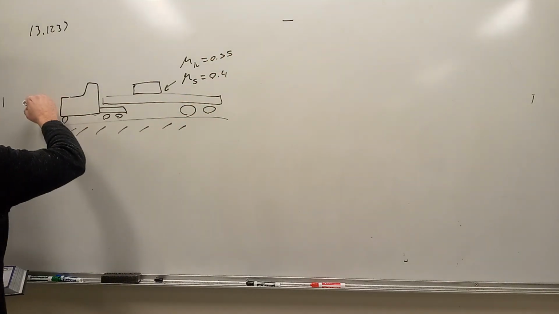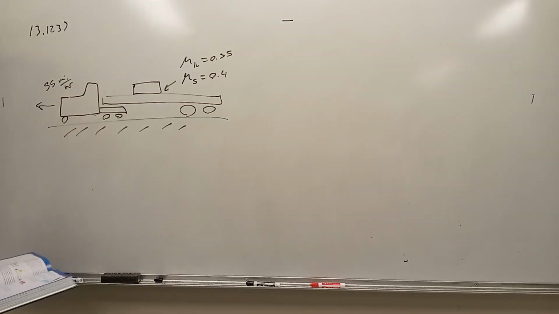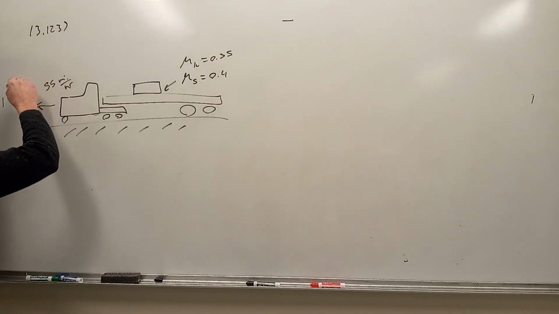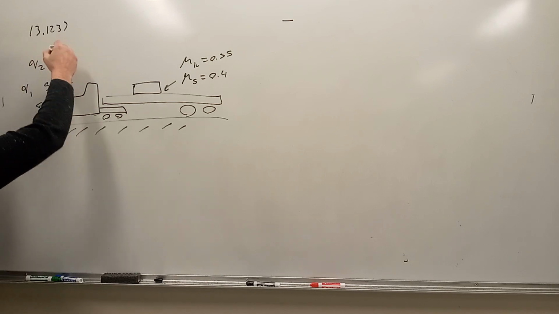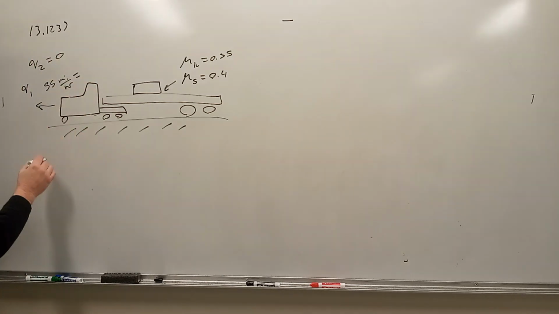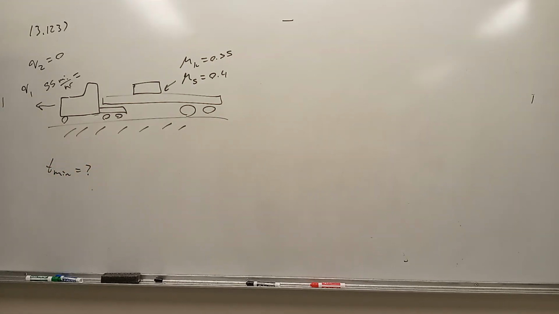The truck is moving at 55 miles per hour, and we'd like to know the shortest time where we can go to a final speed of 0. So this is the velocity in state 1, velocity in state 2 is 0. And so what's the minimum time for that speed change to occur without the load shifting?